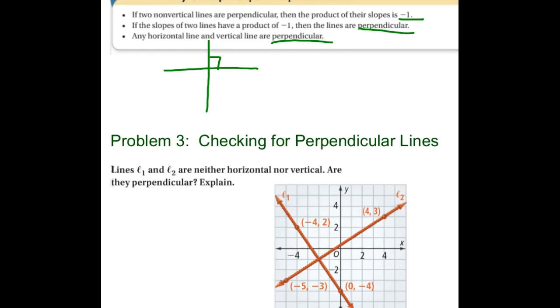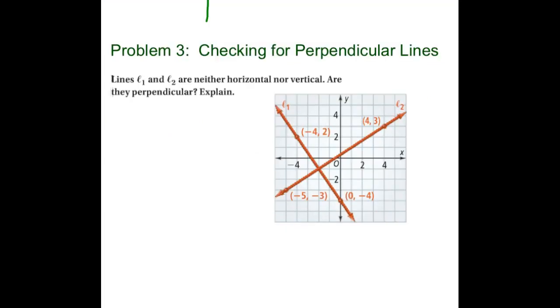So we're going to start by checking for perpendicular lines in a graph. It says lines L1 and L2 are neither horizontal nor vertical. They say that because if they are just horizontal and vertical, you can just jump ahead and say whether they're perpendicular or not. And so then we're asked, are they perpendicular? And we're asked to explain. So this declaration of perpendicular or not comes back to the slopes. So that's the first thing we want to do, is get those slopes.